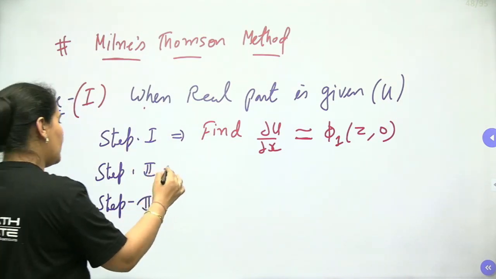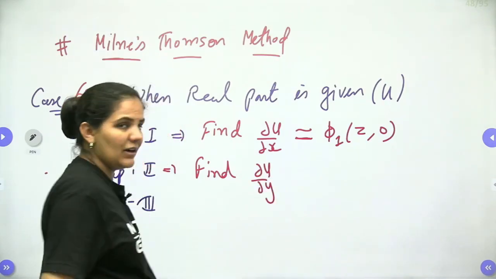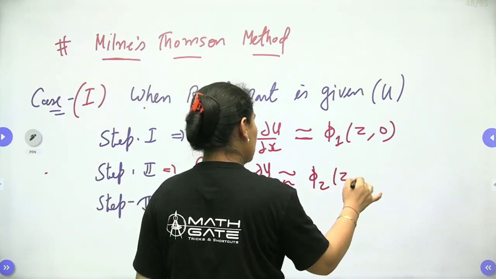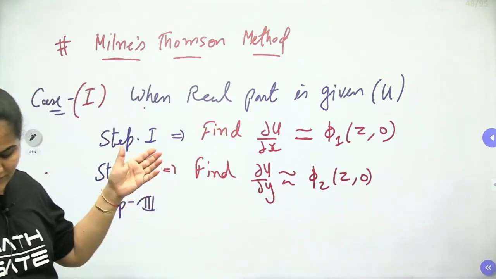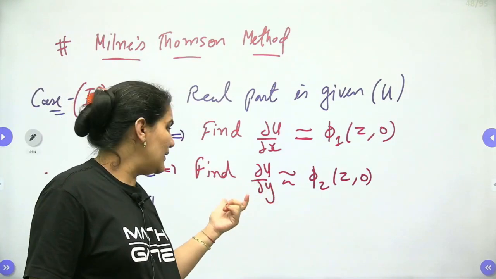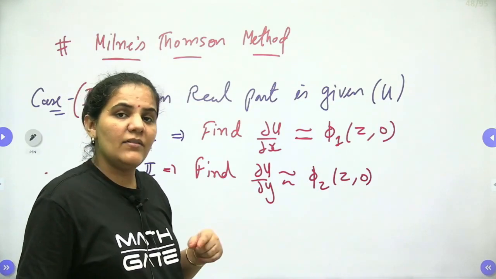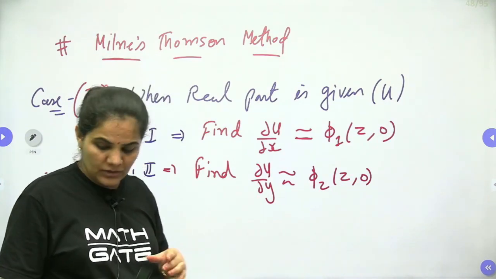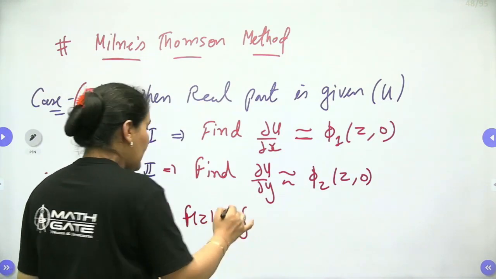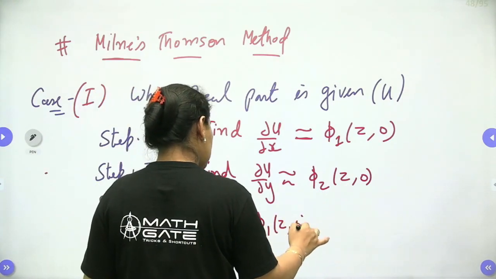Now in the second step you will find out the ∂u/∂y also. When we have u, then we will find out ∂u/∂y also, and just put it equals to φ2(z,0). Okay, earlier we put it φ1(z,0), and now we will put it φ2(z,0), means in the particular ∂u/∂y, wherever x comes you will put z, wherever y comes you will put 0. Okay, and the third step is that then your f(z) is equals to φ1(z,0).